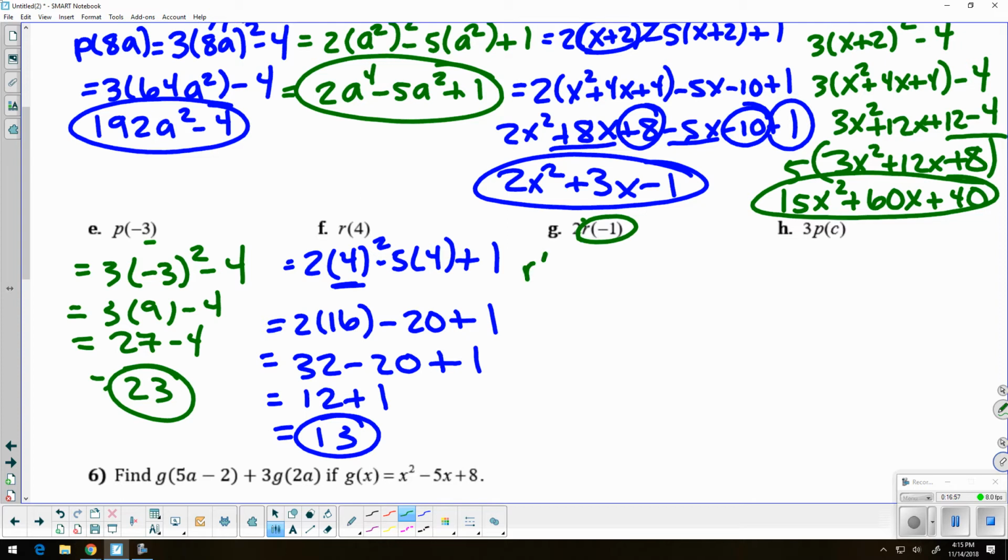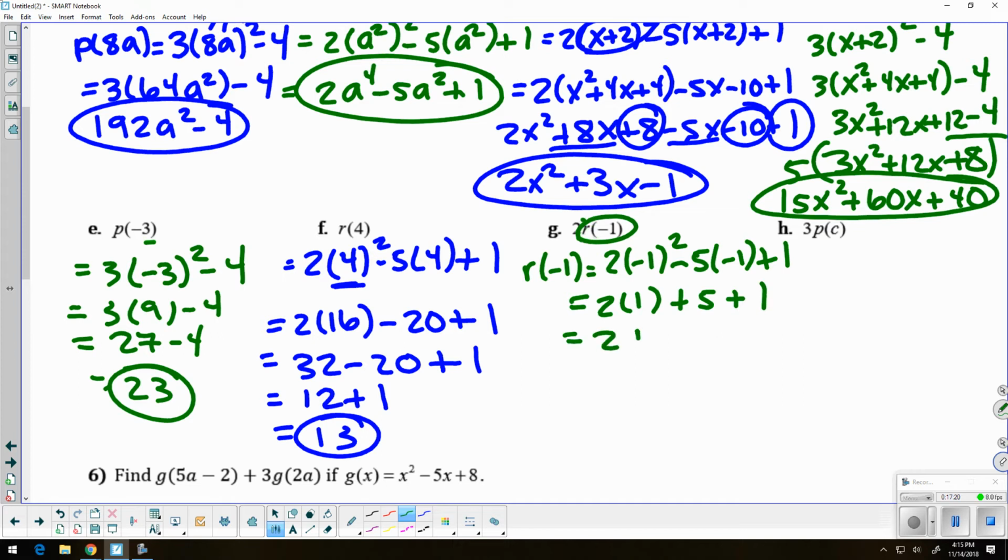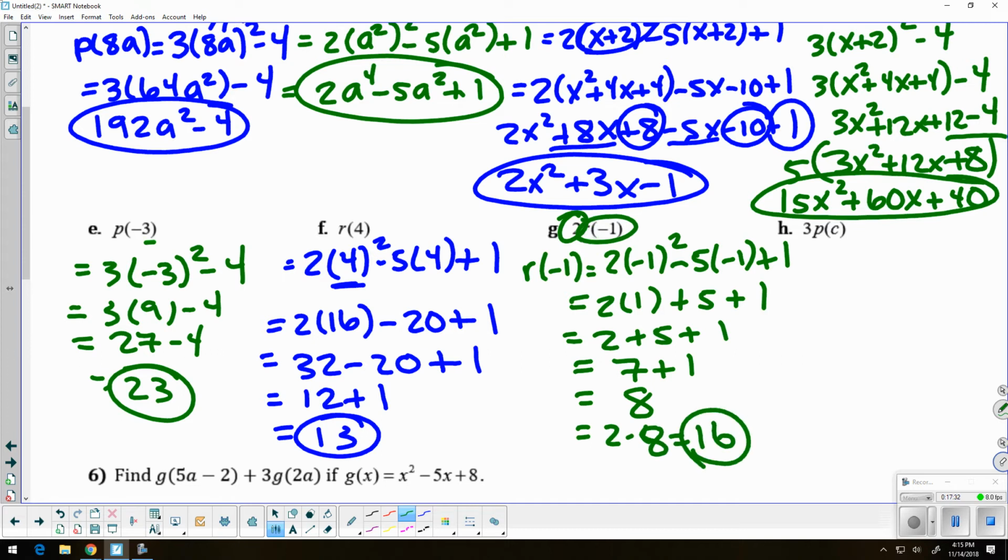So r to the negative 1, that's going to be, so plugging this into r, you'd have 2 times negative 1 squared, and then minus 5 times negative 1 plus 1. So this would just be, again, exponent first, 2 times positive 1. Negative 1 squared is positive 1. This would be plus 5 plus 1. So 2 plus 5 plus 1, 7 plus 1, you get 8. But now, again, times it by the 2 in the front. So 2 times 8, and then you get 16.